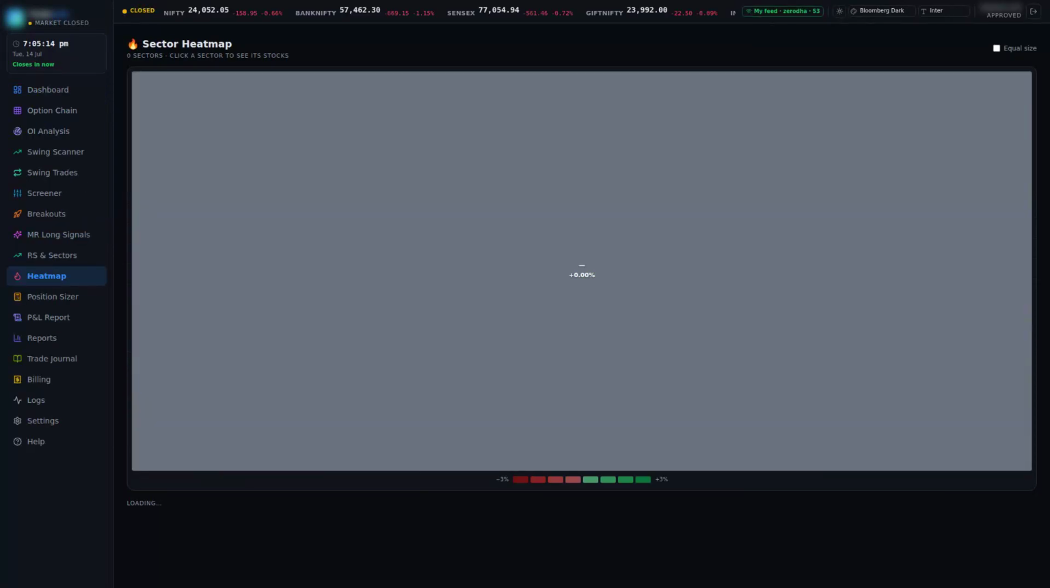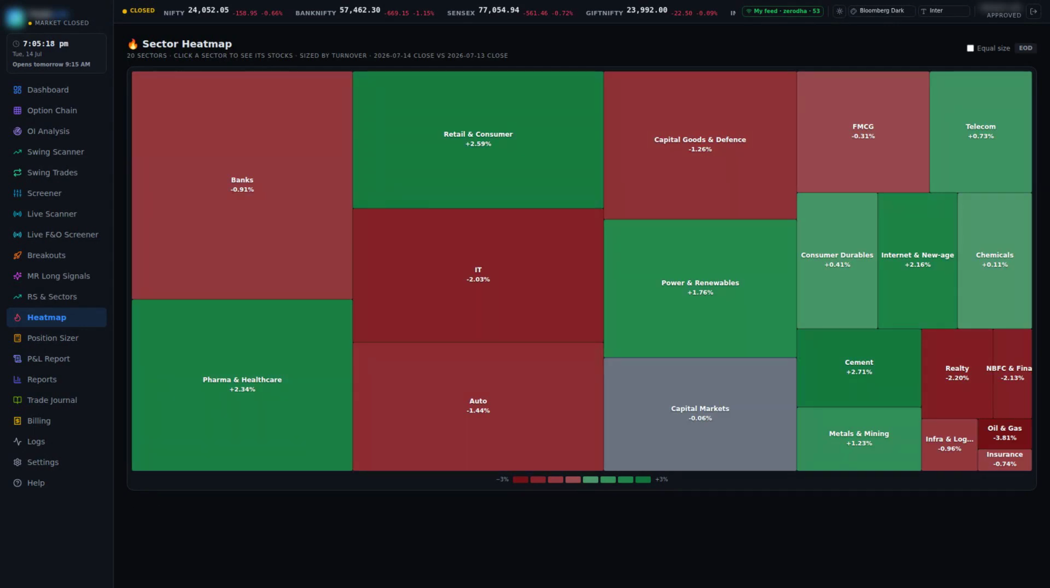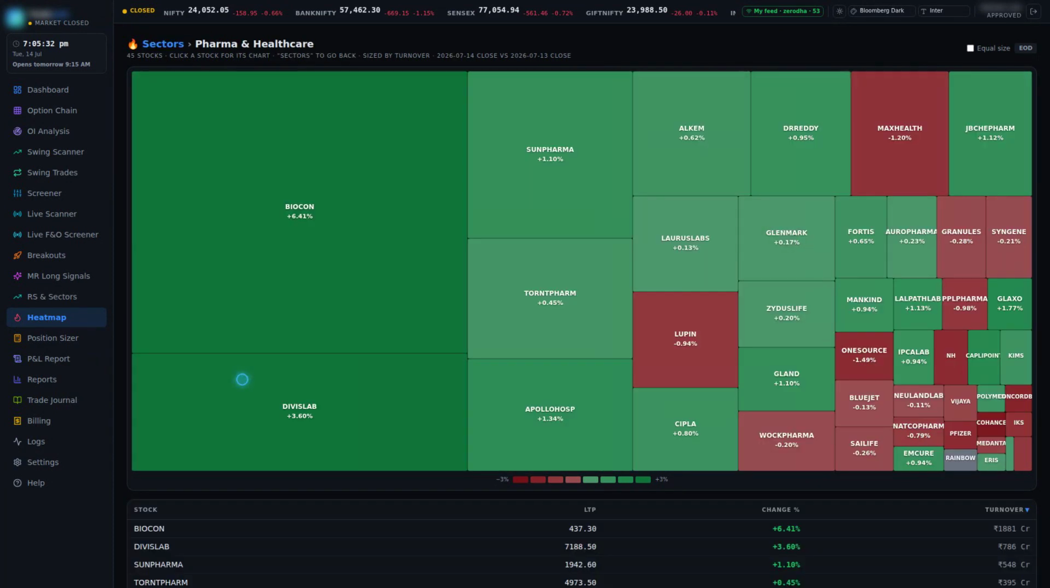Every trading day starts with one question: where did the money actually go? This is the sector heat map. Each box is a sector, sized by the money that traded in it, colored by how it moved. Green pharma, green retail, red IT, red oil and gas. One glance, and you know where the strength is. Click a sector, it opens into the stocks inside it.